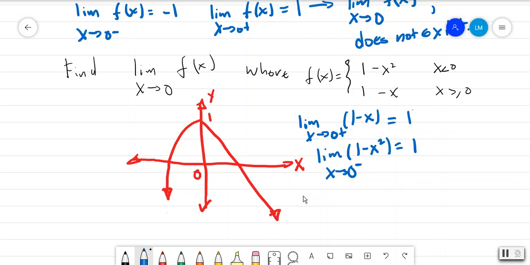Now what this does is it implies that the limit as x approaches 0 for f of x is equal to 1, because you have 1 at 0 from both sides. So in that case, the limit value is just 1.